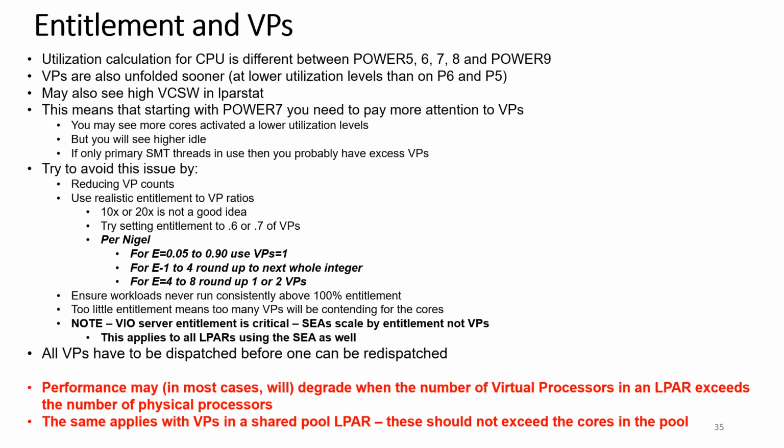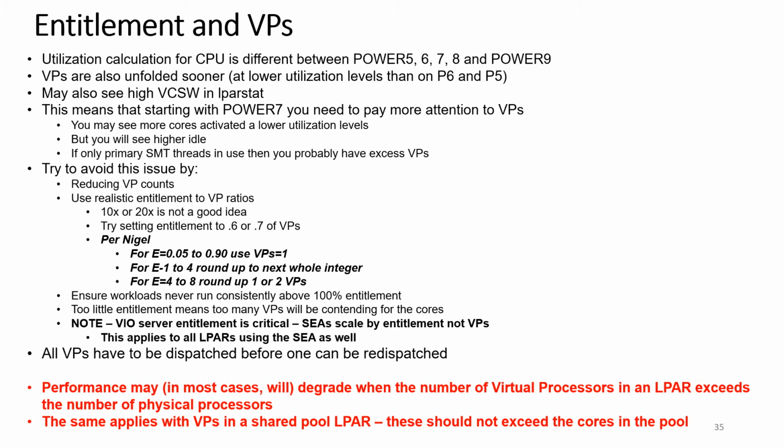If you are only using SMT primary threads, you probably have too many virtual processors. You can avoid this by reducing your VP counts, by using realistic entitlement to VP ratios, and the recommendation that I got from Nigel was that you sit around 0.6 to 0.7 of the VPs, so there are some numbers here that you can use as starting points. We already talked about not letting workloads run above entitlement. And be aware that on your VIO servers, entitlement is critical because it really impacts your SCAs.